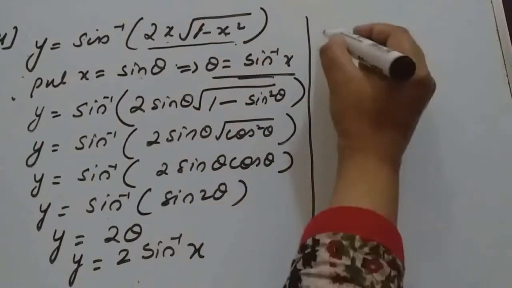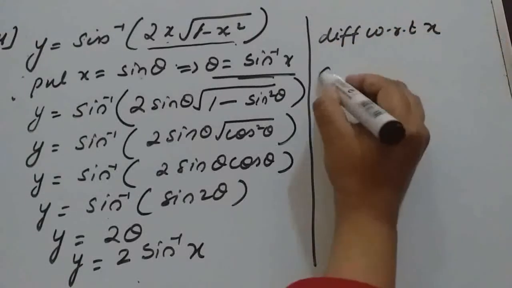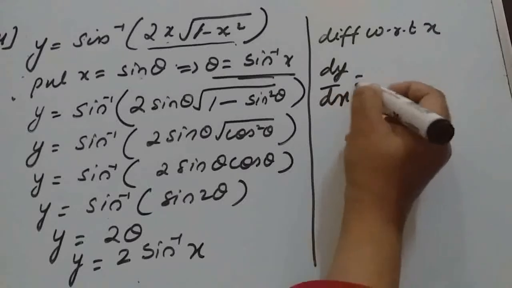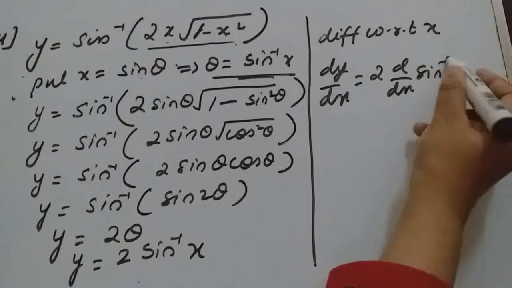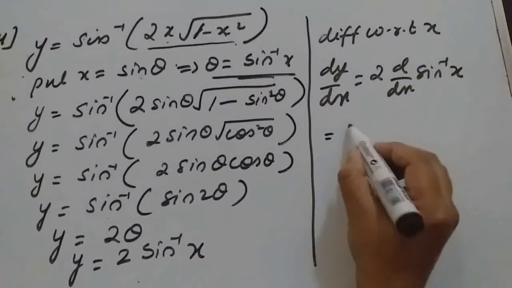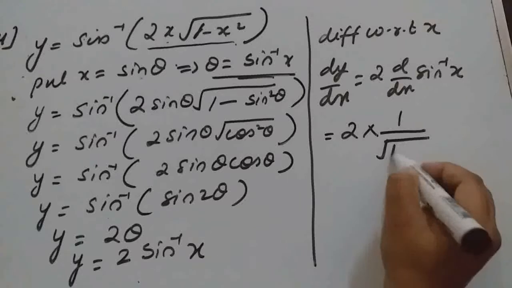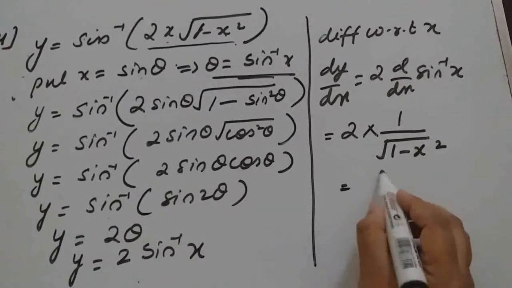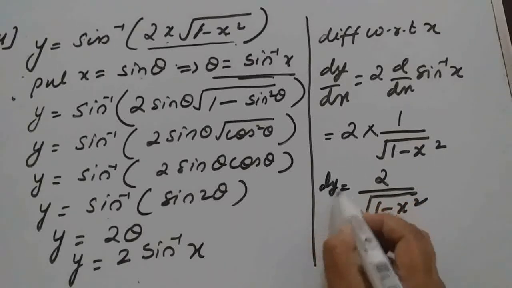Now we can differentiate with respect to x. So dy by dx will be 2 times d by dx of sine inverse x. What is the formula for the derivative of sine inverse x? 1 upon under root 1 minus x square. So the final answer is this.